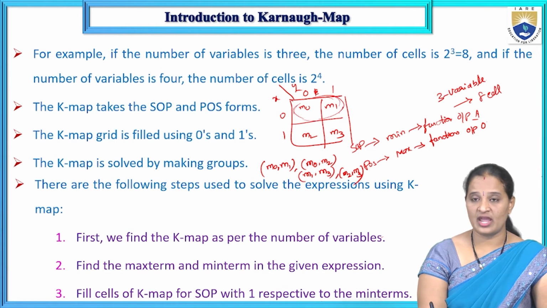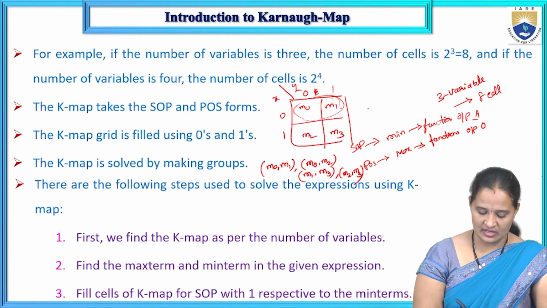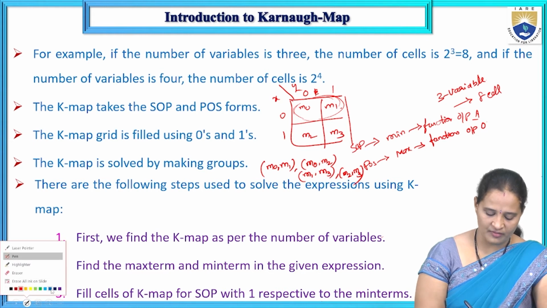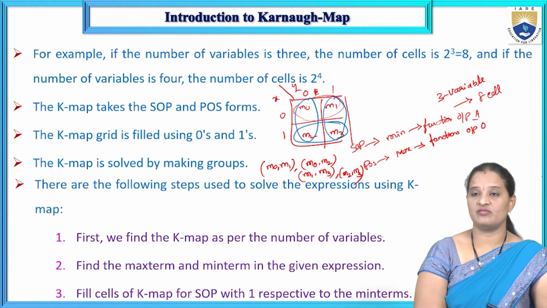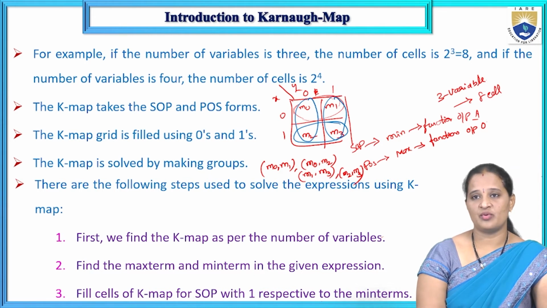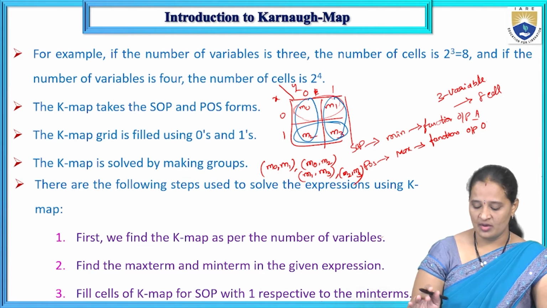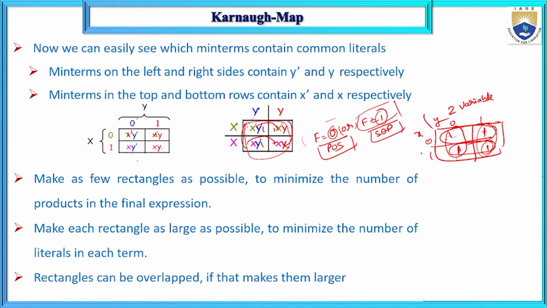So M0, M1 I can form a pair, and similarly I can form a pair of M0, M2 and M1, M3, because these are also adjacent, and I can also form a pair with this one. These are the maximum possible pairs that we can form in a 2 variable K map.